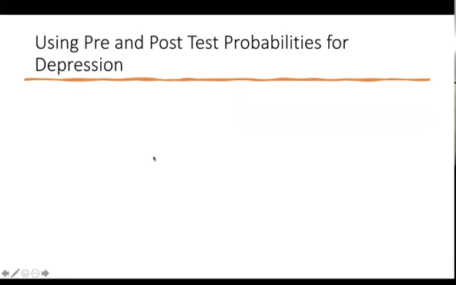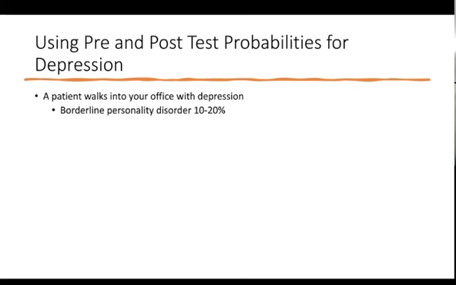So then how do we know what the pre and post-test probabilities are for the various disorders in psychiatry? That's really the question, right? Take depression, for example. Let's say a patient just walks into your office with depression. What am I thinking? I'm thinking it could be borderline personality disorder, especially if they're younger, because borderline personality disorder tends to burn out when patients are older. The average patient in an outpatient setting is going to be about 10% borderline personality disorder with depression that we see.